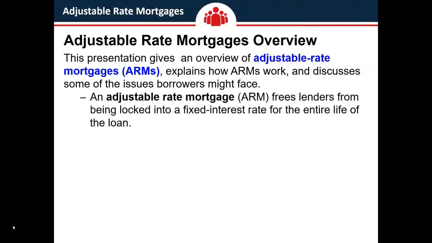So an adjustable rate mortgage frees lenders from being locked into fixed interest rates for the entire life of the loan. So if a borrower gets a fixed loan, that's the same rate for the entire loan. But with an adjustable rate mortgage, the rate is going to adjust up or down depending on the index, and it frees the lenders from being locked into a fixed rate for the life of the loan. So there may be times where the payment is higher.